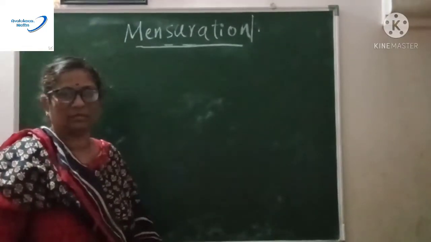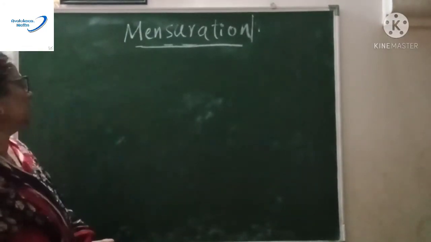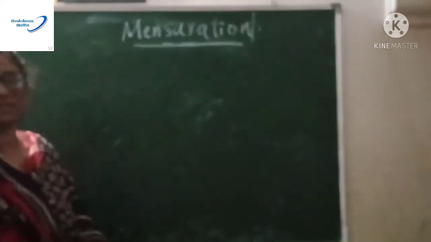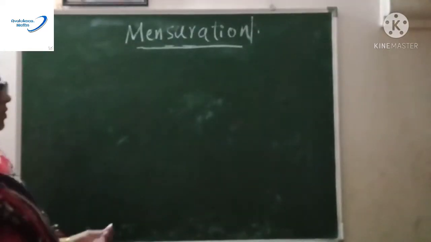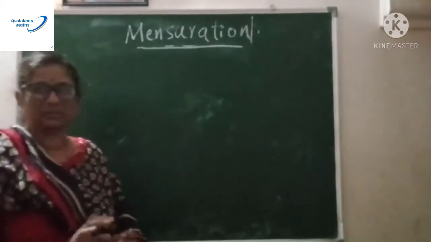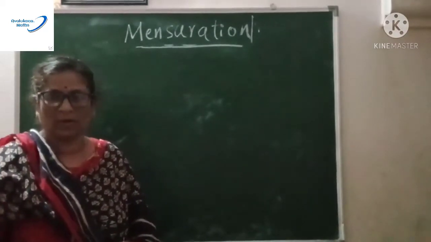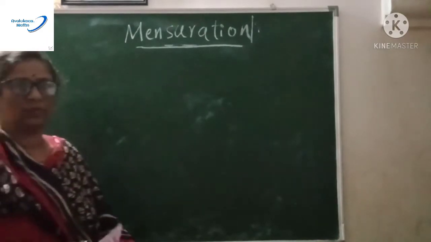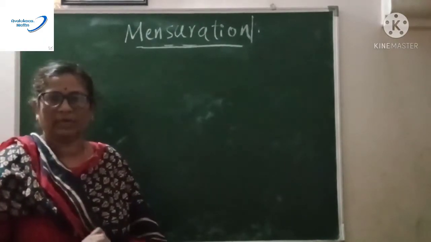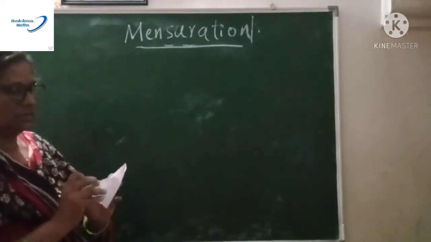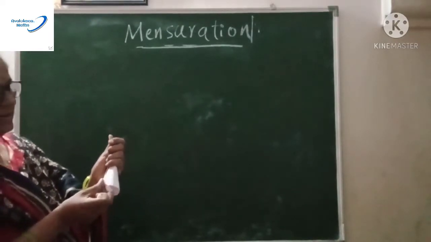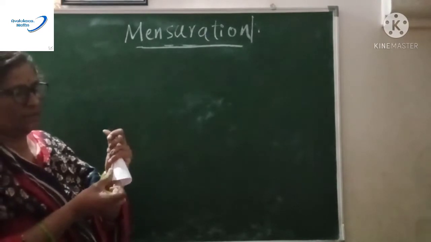Children, continuing with the mensuration, today I am going to explain how to find the surface area of a cone. In the previous class I explained the cylinder, cube, cuboid, their surface areas and the volume. Now the next one I am going to explain is the cone. When you join this, you are going to get a cone. Now what I am going to find here is the curved surface area of a cone.